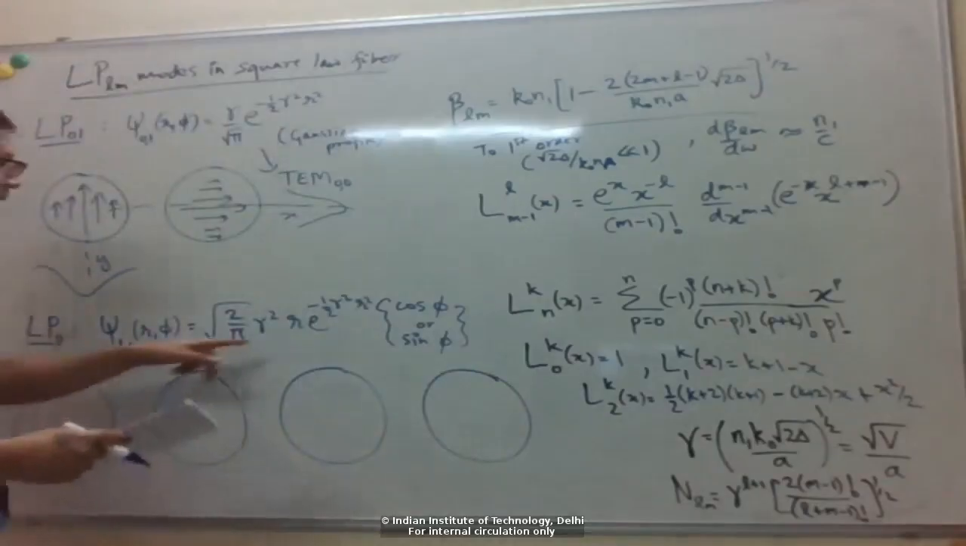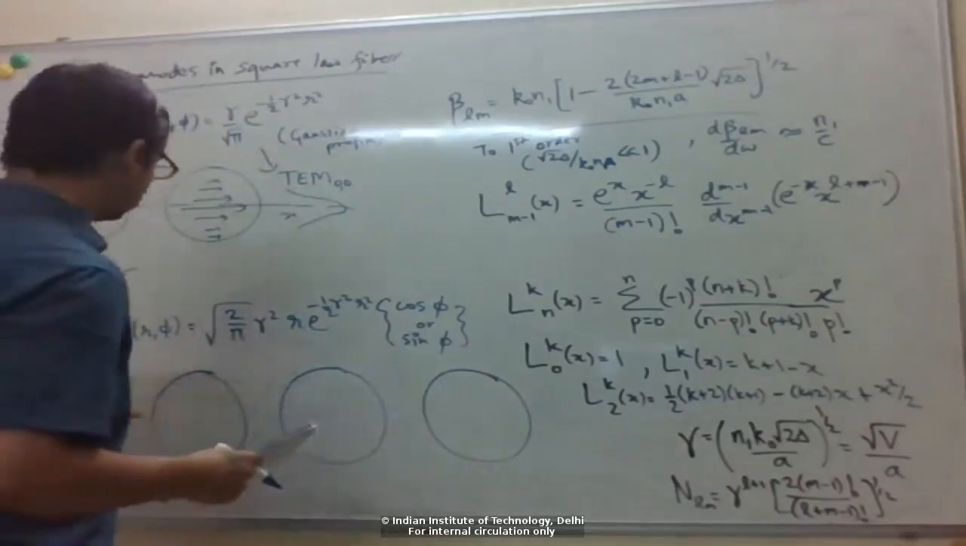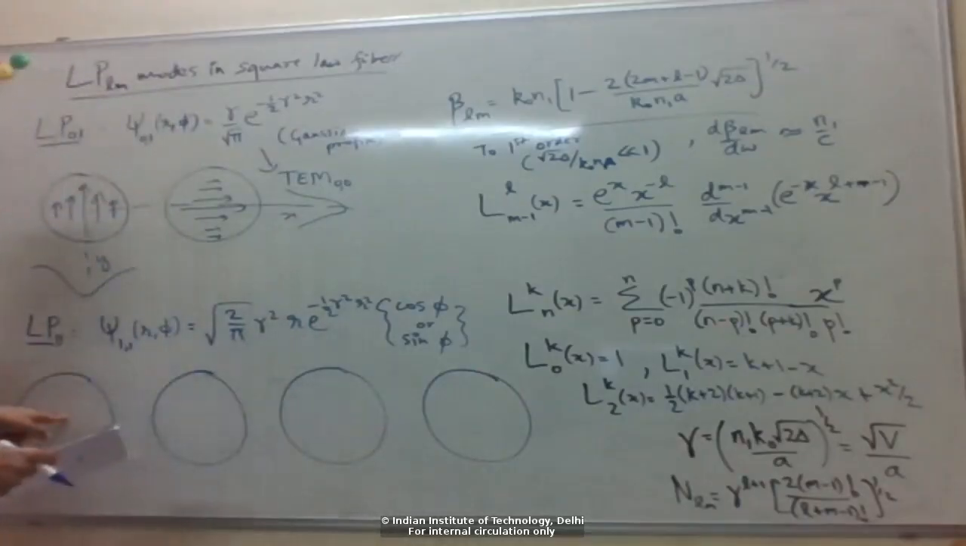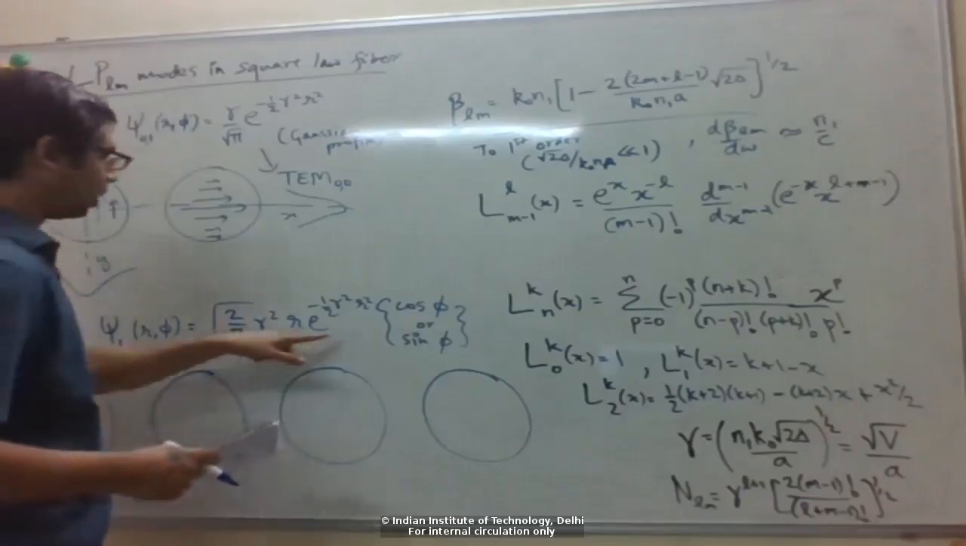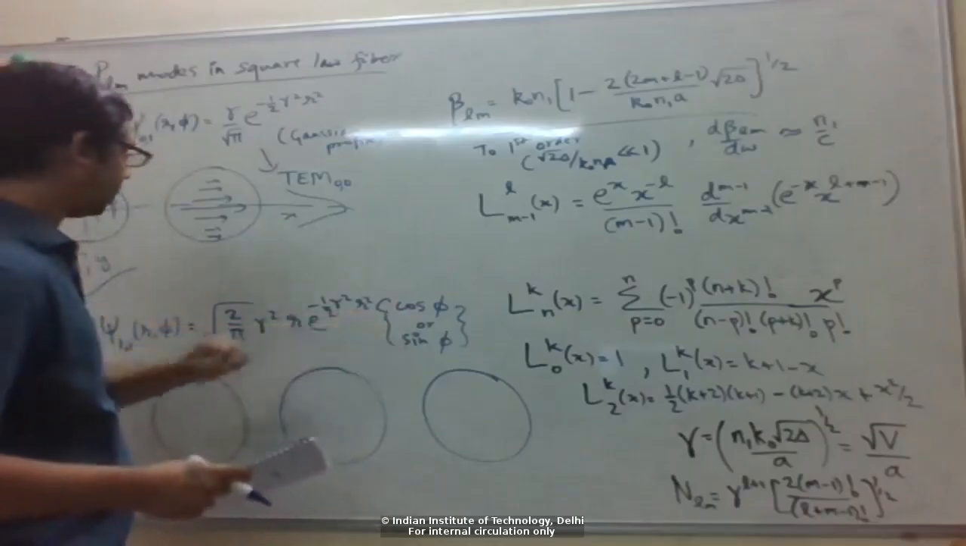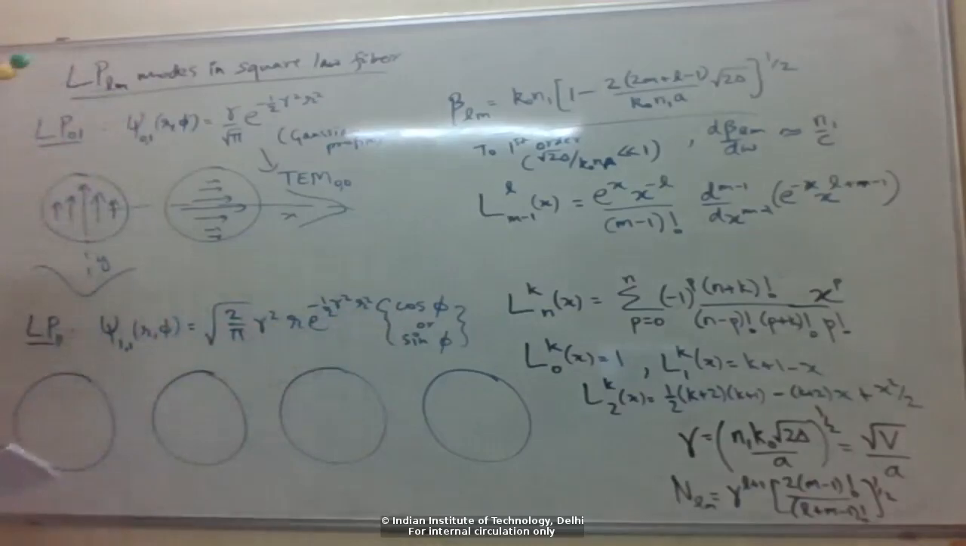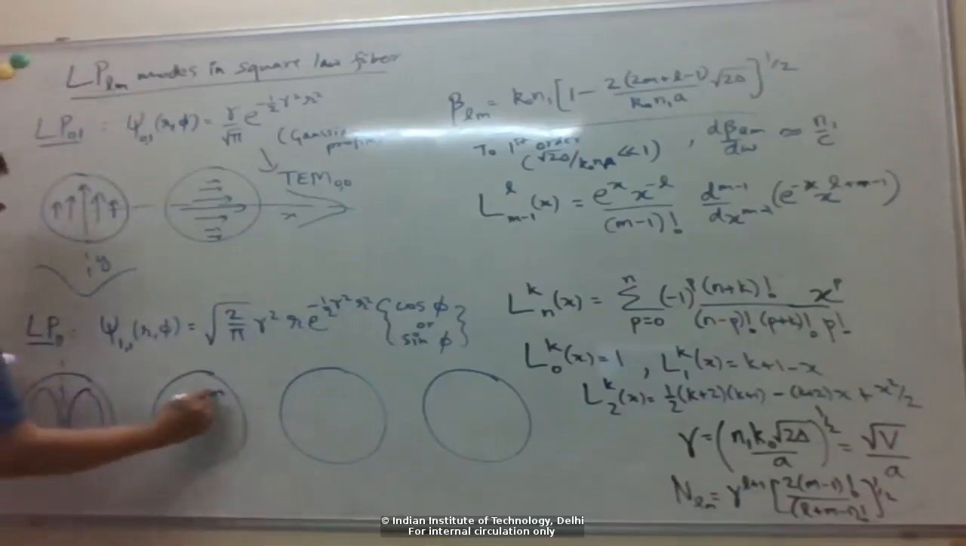So again, you have an R here. So at the origin, the field is 0, right? And then you have a cosine phi or sine phi profile, which gives you an azimuthal dependence. So if you take, for example, the cosine phi, you will get two loops like this. At phi equal to 90 degrees, there will be a null.